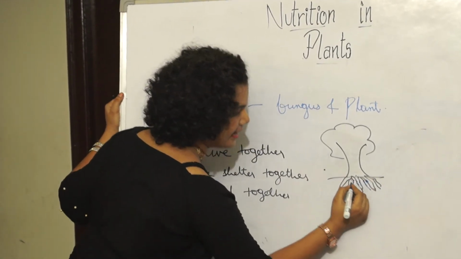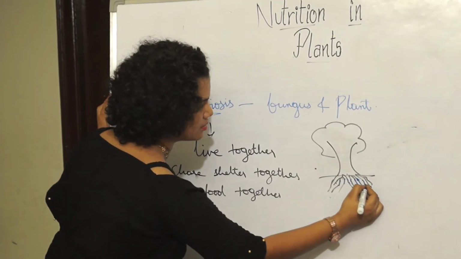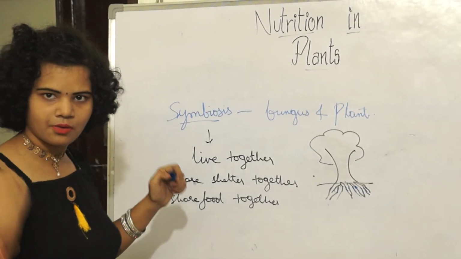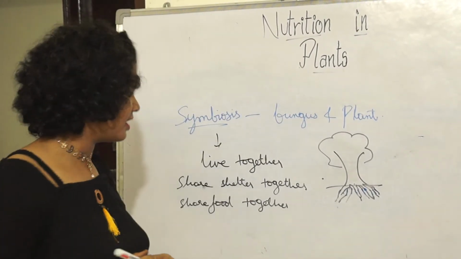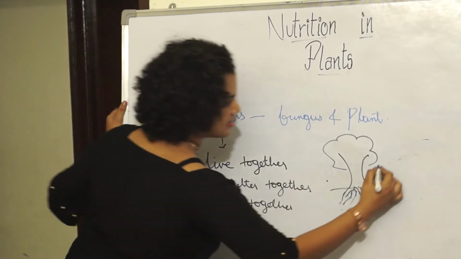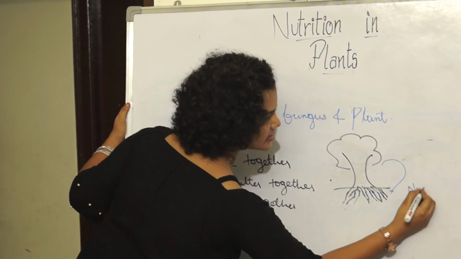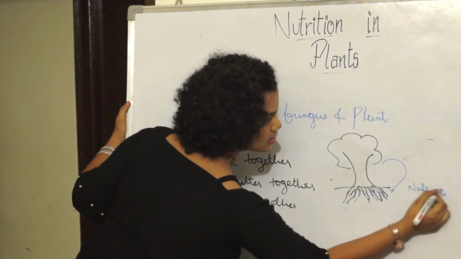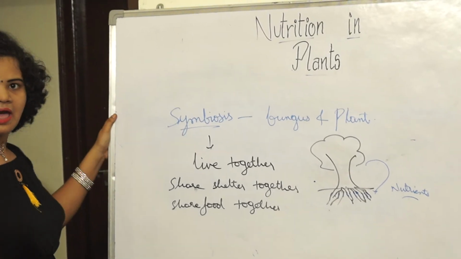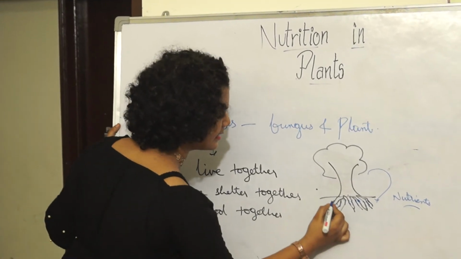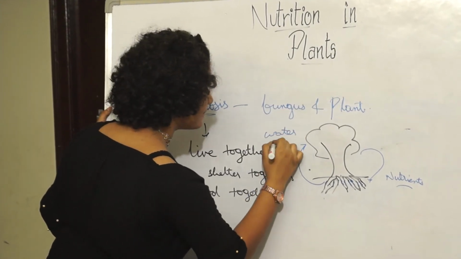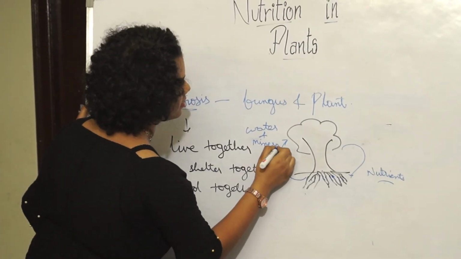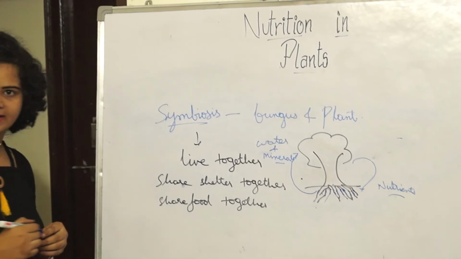And this plant gives some certain nutrients and some certain minerals to this fungus. Okay, what happens here? The plant gives nutrients, these components of food, to this fungus, and in return this fungus gives some water and certain minerals to this plant.